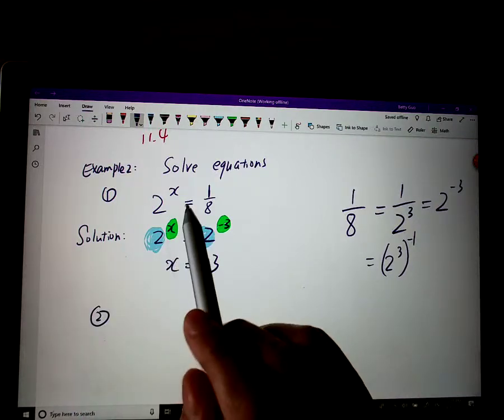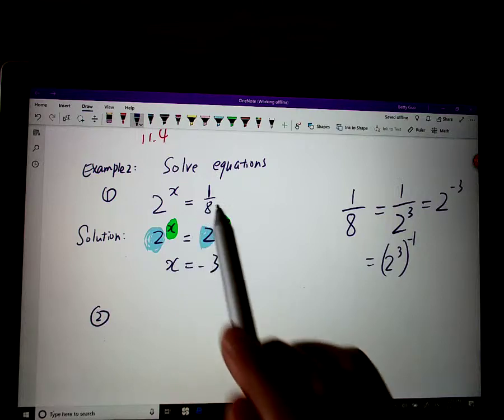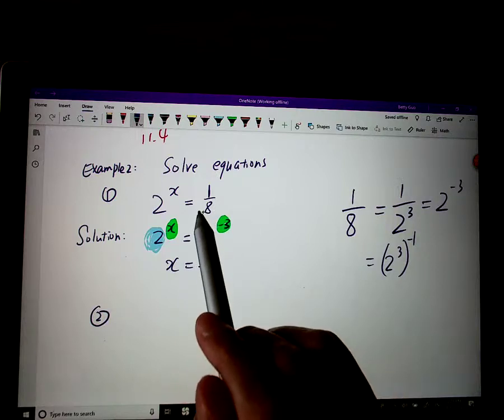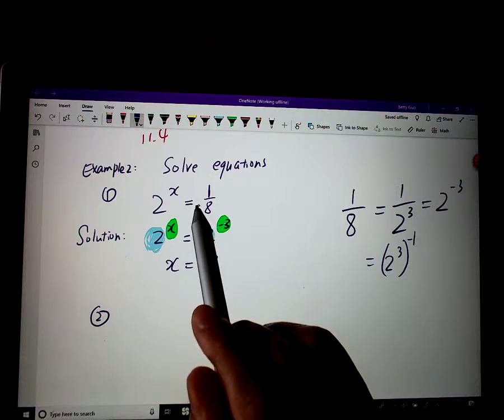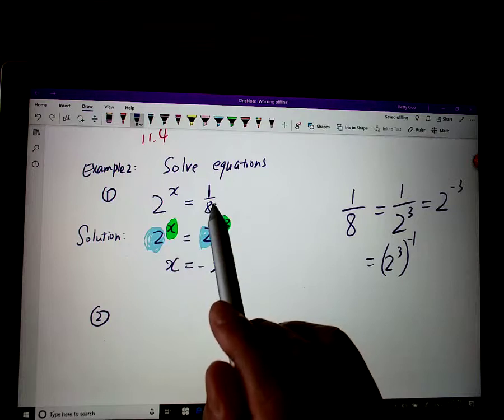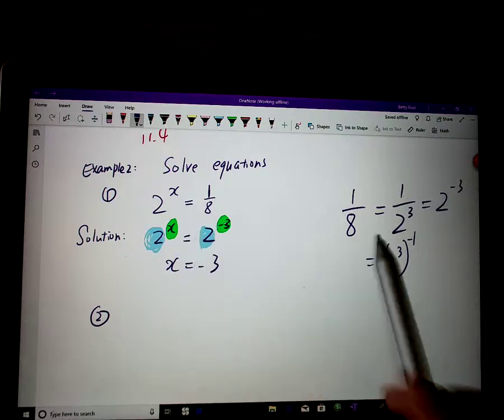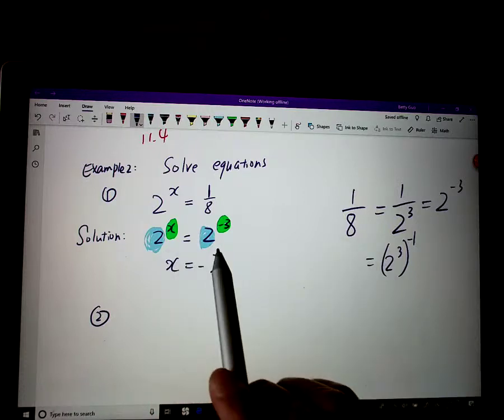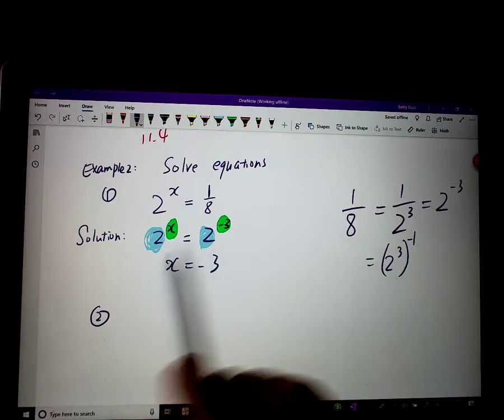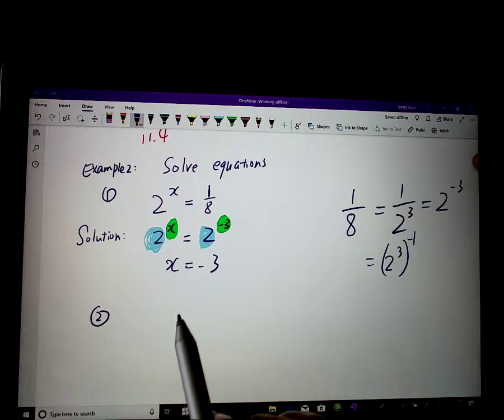Again, we call that type of exponential equation an elementary exponential equation. This type of equation has both sides that can be written as powers with the same base, and the solution is pretty simple and straightforward.